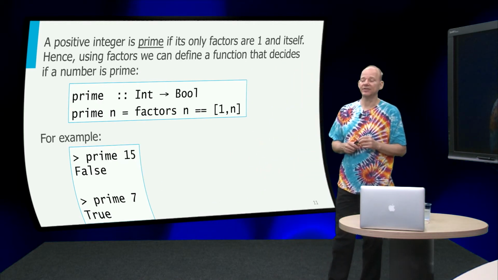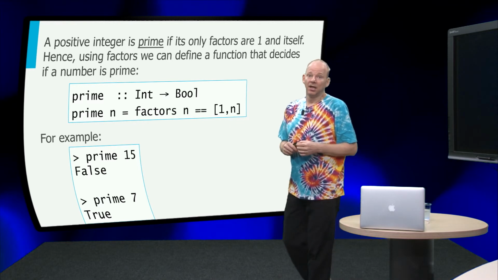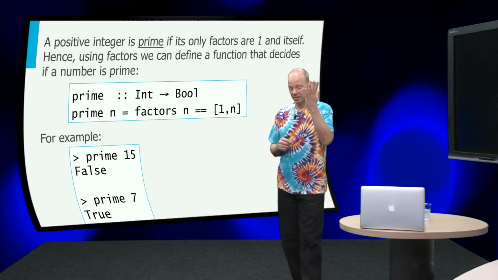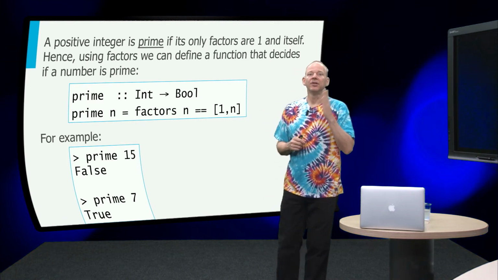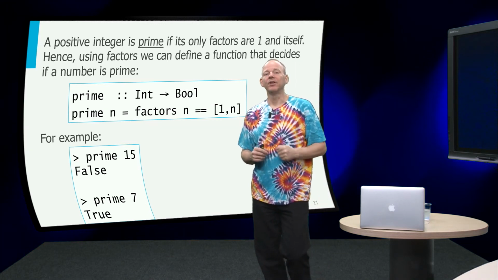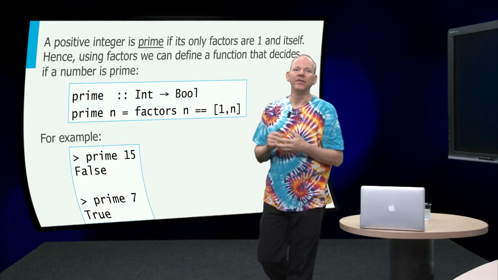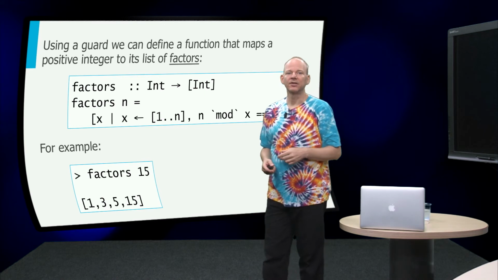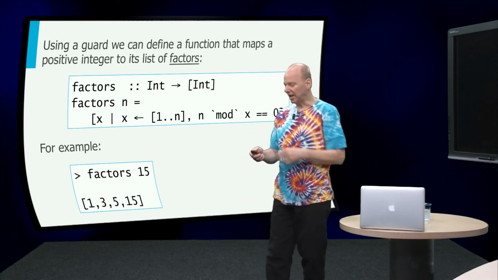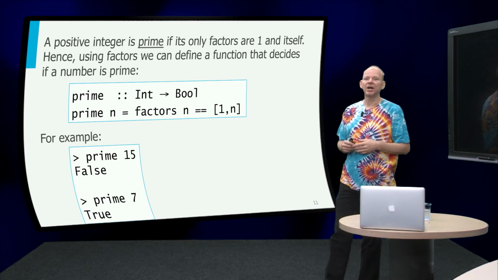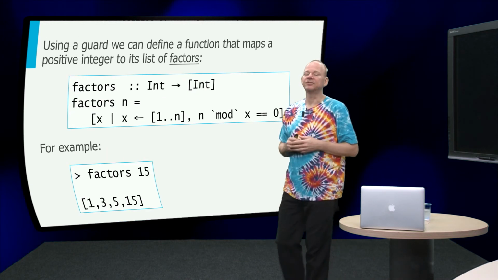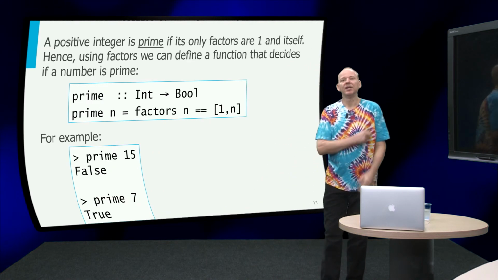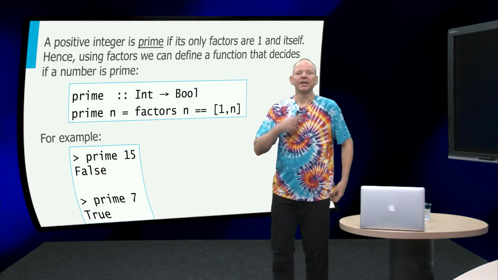And then we can use this factors function to define a very simple predicate to check whether a number is prime. So a number is prime if the factors of that number are exactly the list 1 and n. For example, 15 is not a prime because the factors are not just 1 and 15, it's 1, 3, 5, and 15. But 7 is a prime because you can check by using GHCi or your own favorite programming language that the factors of 7 are 1 and 7, and so we decide that 7 is a prime.